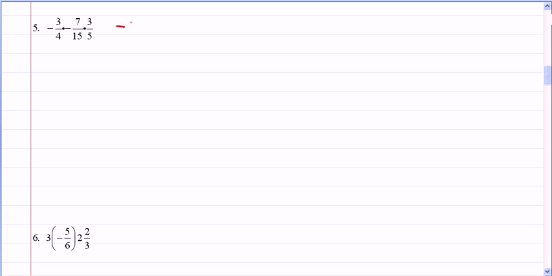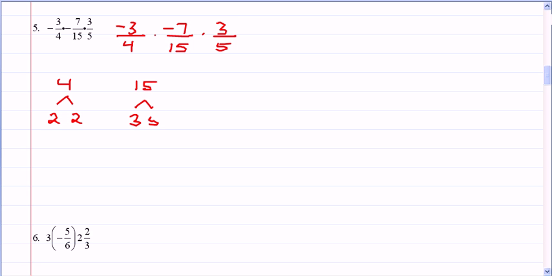For number 5, I have negative 3 over 4 times negative 7 over 15 times 3 over 5. So the only numbers here that I have to write the prime factorization for are 4 and 15. The rest of the numbers are prime. So negative 3/4 is now negative 3 over 2 times 2, and then negative 7/15 is negative 7 over 3 times 5, and then times 3/5.